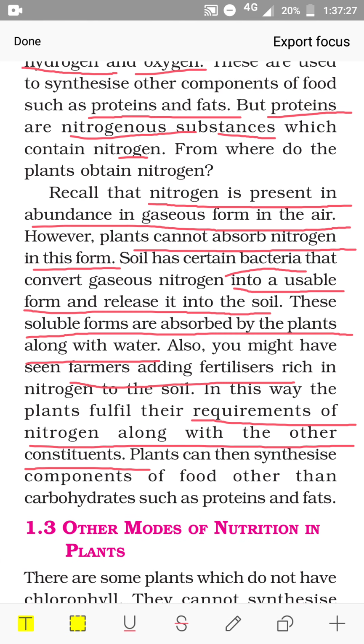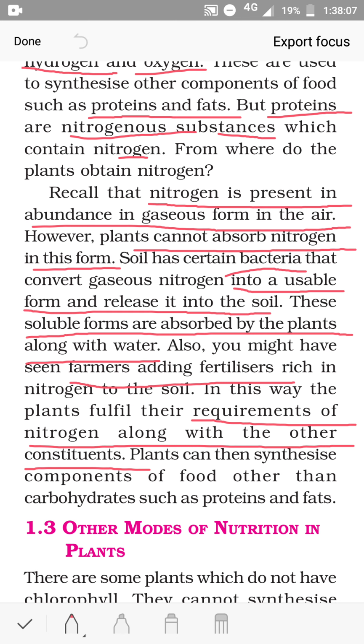Plants can then synthesize components of food other than carbohydrates, such as proteins and fats. So in photosynthesis they make the carbohydrate. From the carbohydrate they can make fats and proteins also, that is, other nutrients can also be produced. For proteins they require nitrogen, which they get from the soil. The soil bacteria convert the atmospheric nitrogen into usable form which can be absorbed by the plants along with water. Also, when the farmers add nitrate fertilizer to the soil, plants can absorb this along with water.